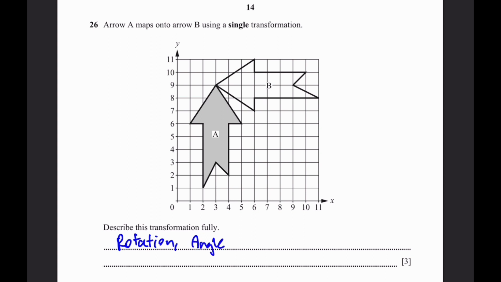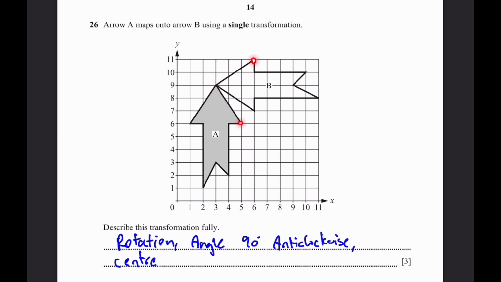The angle is, let's see, 90 degrees because it is turned in a straight line over here. When it was horizontal before, it's now vertical. So it's 90 degrees. And which direction is this? Anti-clockwise. And now the center of rotation is this point over here because all the points correspond to this one. This one has both the end points of the arrows the same.